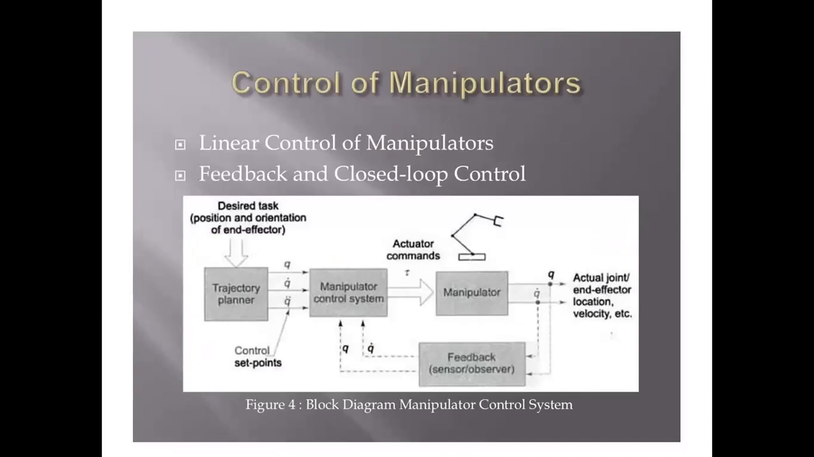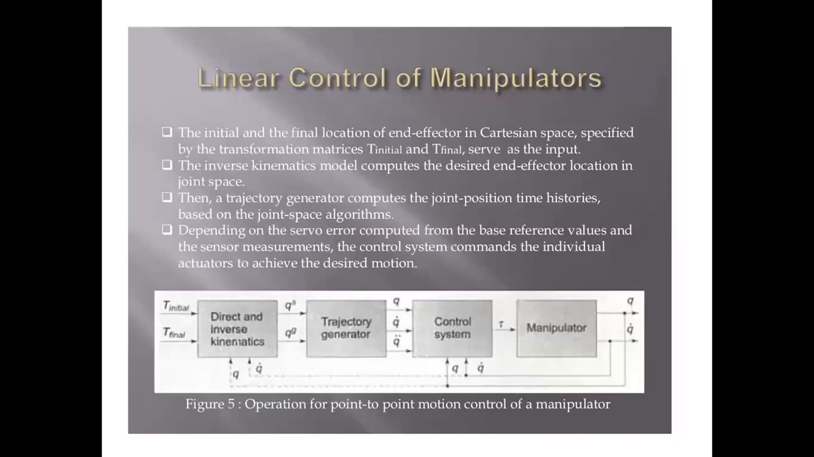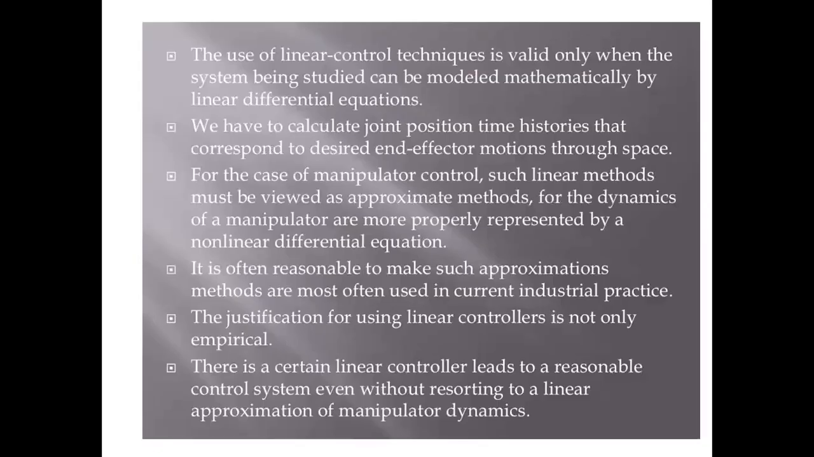So block diagram, so we'll have it. So linear control of manipulators வந்து initial and final location of end effector வந்து in position space இருக்கும். Similarly, the inverse kinematics வந்து will compute the desired end effector. So trajectory generator வந்து பார்த்தோம் அப்படின்னா which computes the joint position, time history based on the joint space algorithms. So depending on the servo control வந்து பார்த்தோம் அப்படின்னா it will be computed from the base reference values and the sensor inputs. Okay. So this is the operation of point-to-point machine control.